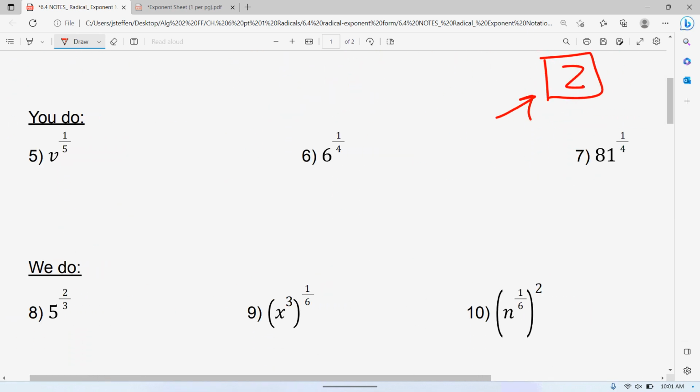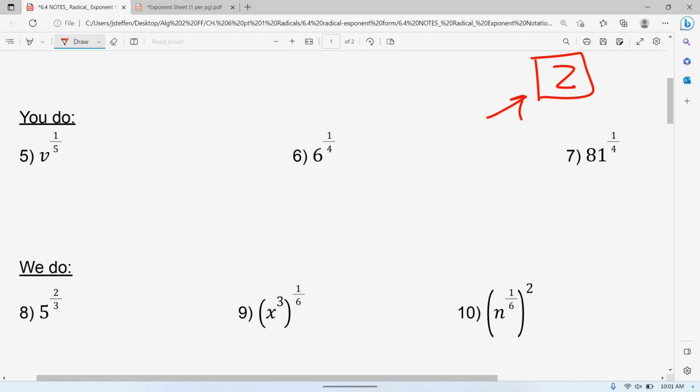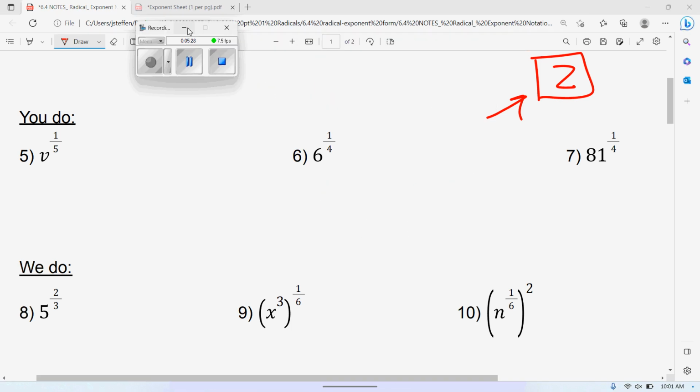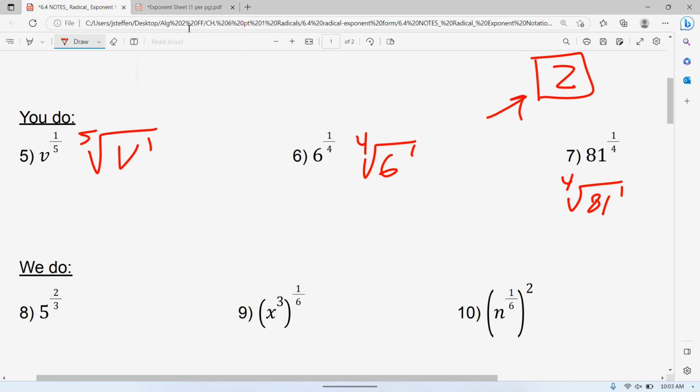So go ahead and do number 5, 6, and 7 on your own. So my answers are up there. Sorry, the fourth root of 81, I think is 3.